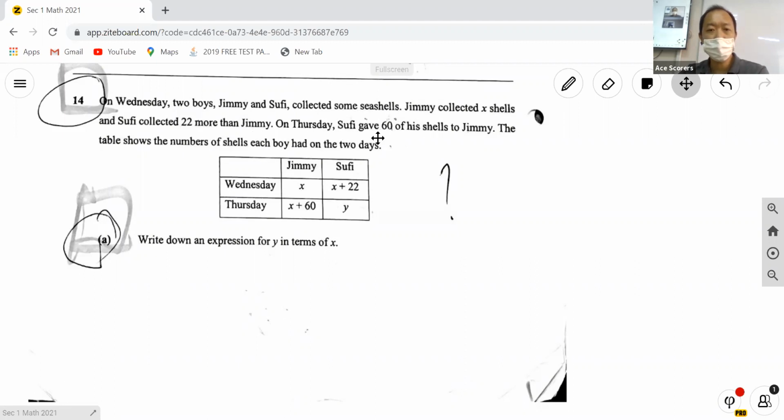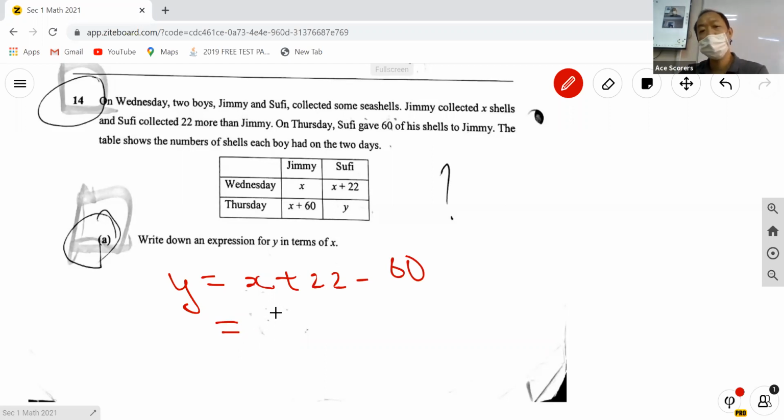On Thursday, Sophie gave 60 to Jimmy. That means y equals x plus 22 minus 60, take away 60. So it becomes x minus 38. Okay, x minus 38. Next one.